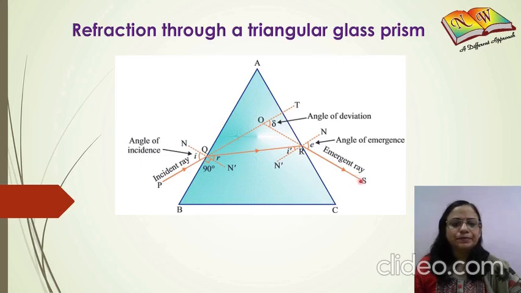So the ray that finally comes out from the other end of the prism is known as the emergent ray. If we extend the incident ray in the reverse direction and we also extend the emergent ray in the reverse direction, we get an angle here. This is known as the angle of deviation. So let us see how this has to be done experimentally.